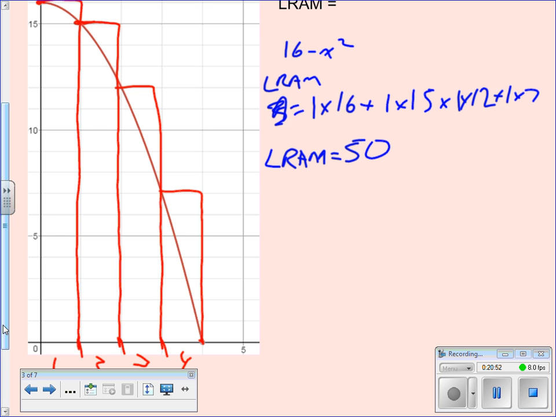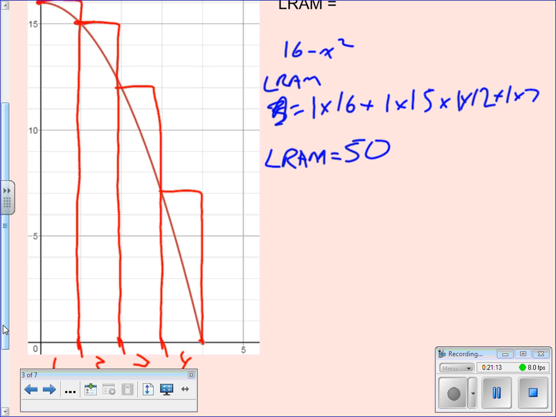So, do you understand left hand? That's the key difference between left and right. Left hand, you go up the left-hand side, that determines your height. Right hand, you're going to go up the right-hand side. What about MRAM? You're going to go right up the middle, because it's middle. Does that make sense?